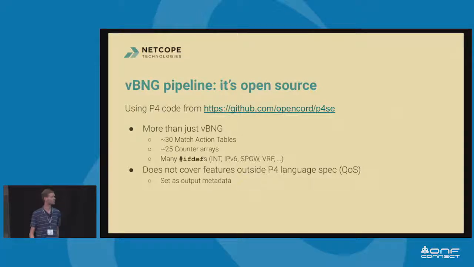Then, of course, it's worth mentioning that the code doesn't cover all the features, especially the ones that are outside of the P4 language specification, such as QoS. I know that there's a traffic management working group within the P4 consortium working on potentially extending the P4 language also with specification of traffic management, such as QoS. Right now, the code sets the QoS just as output metadata without really describing how the QoS exactly behaves.